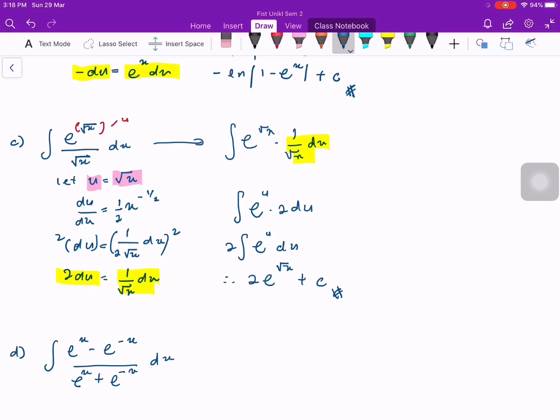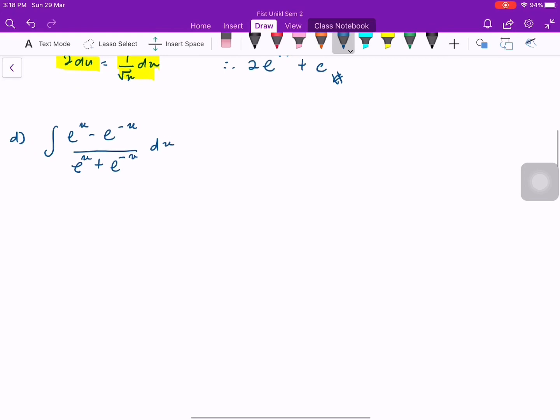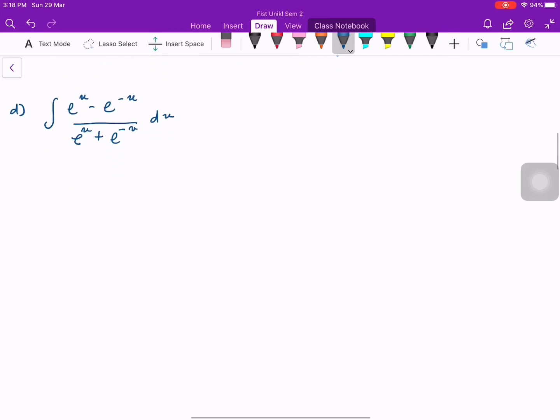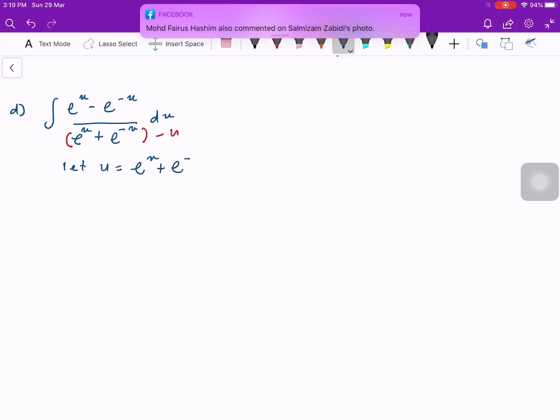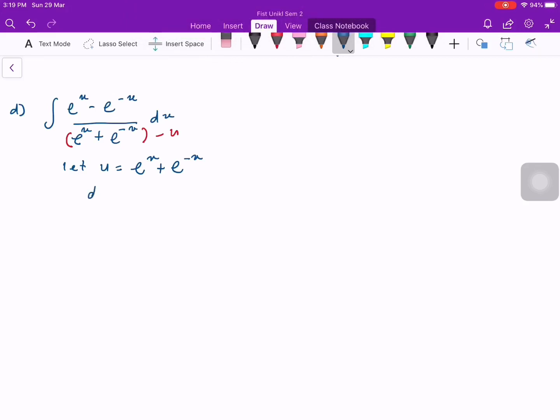And lastly example D. The same as example B, both functions are exponent functions. Then we are going to select the one on the denominator as the u substitution. So we're going to let u equal e to the power of x plus e to the power of minus x. Then we are going to have du over dx equals e to the power of x minus e to the power of minus x.